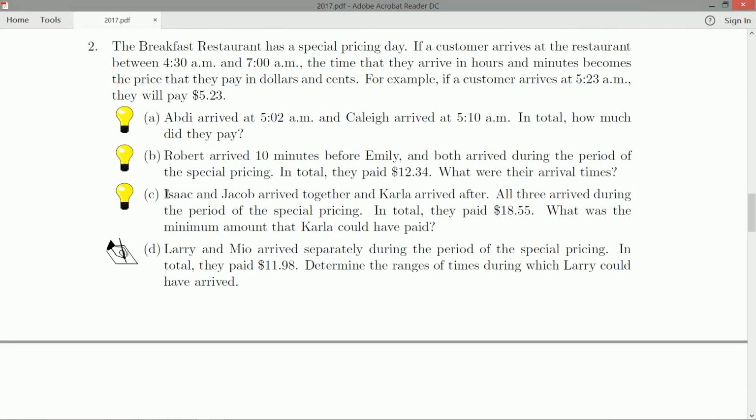So C, Isaac and Jacob arrived together, and Carla arrived after. All three arrived during the period of special pricing. In total, they paid $18.55. What was the minimum amount that Carla could have paid? Ooh, okay.